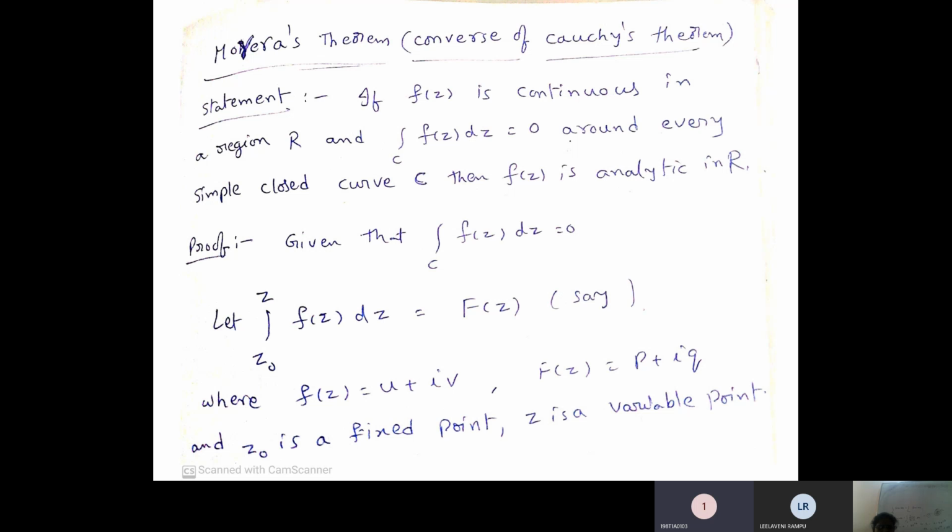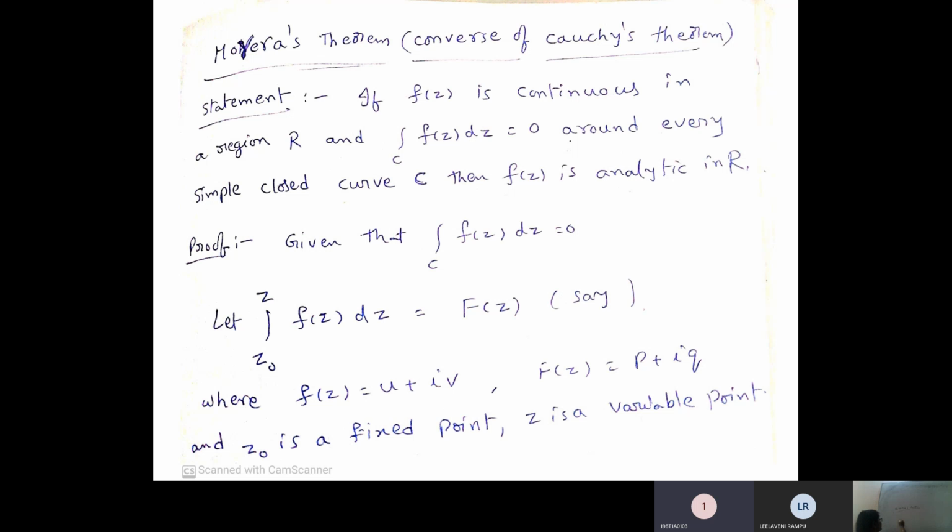Morera's theorem, converse of Cauchy's theorem. So Morera's, M-O-R-E-R-A, Morera's theorem, that is converse of Cauchy's theorem. What is Cauchy's theorem? If f of z is analytic within C and on the C, then integral over C f of z dz equal to 0. That is Cauchy's theorem.